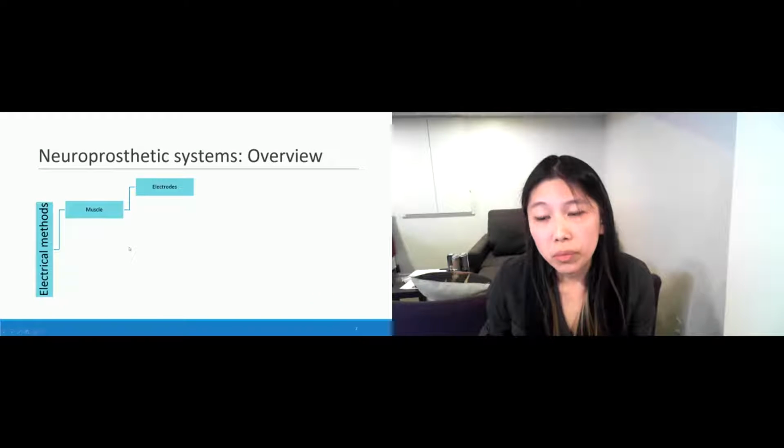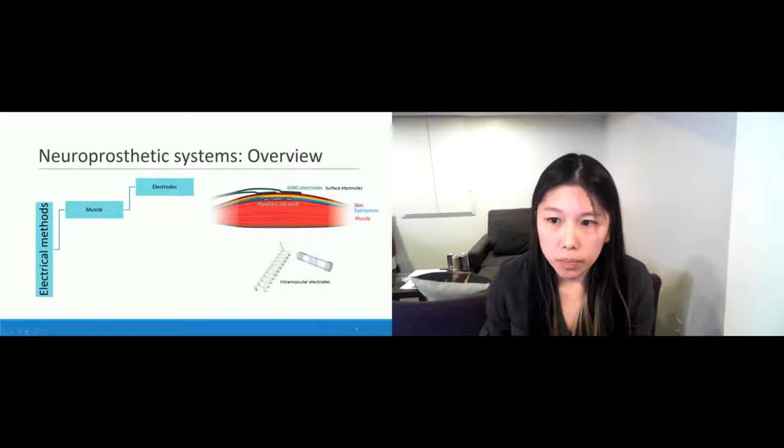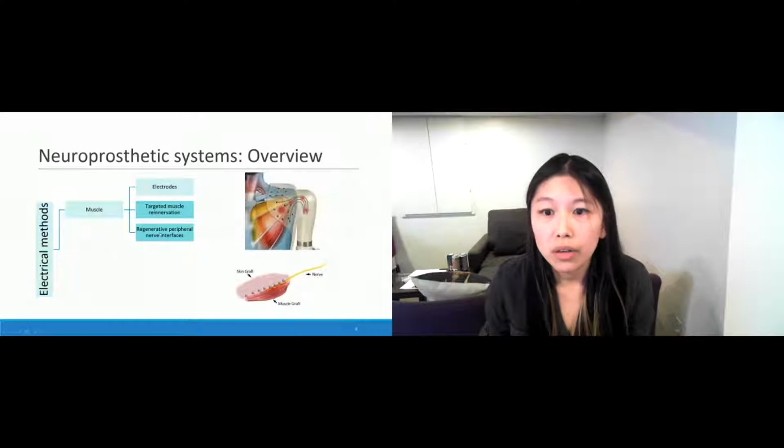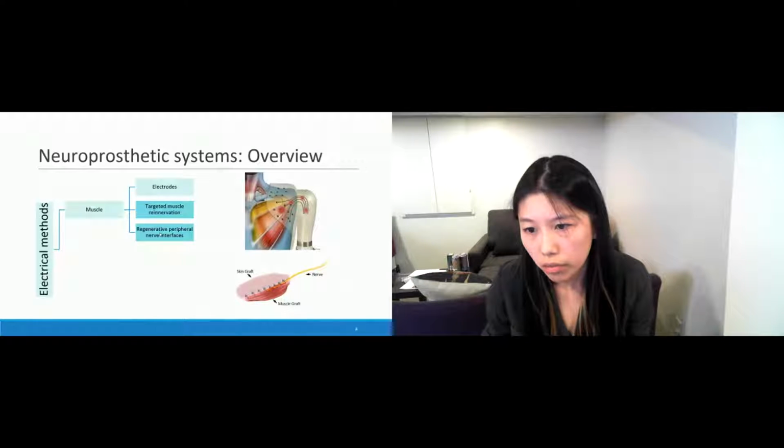Currently, there are many different methods to interface with the peripheral nervous system. One is interfacing with the muscle, as we were previously discussing, so picking up signals that come from the muscle. You can do this using electrodes, surface electrodes over the muscle, implanted electrodes over top of the muscle or within the muscle, called intramuscular electrodes. Or this can be done with more advanced surgical techniques such as targeted muscle reinnervation or regenerative peripheral nerve interfaces.